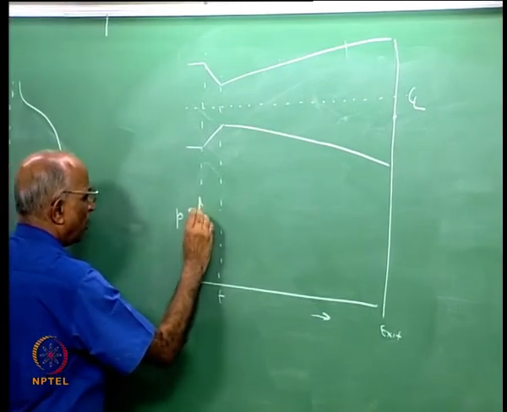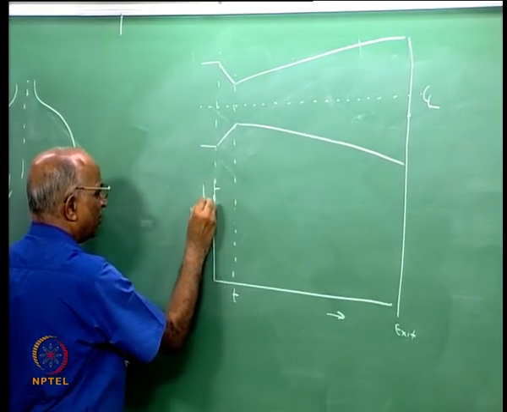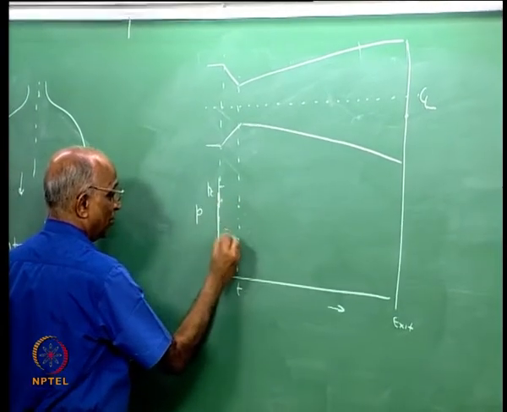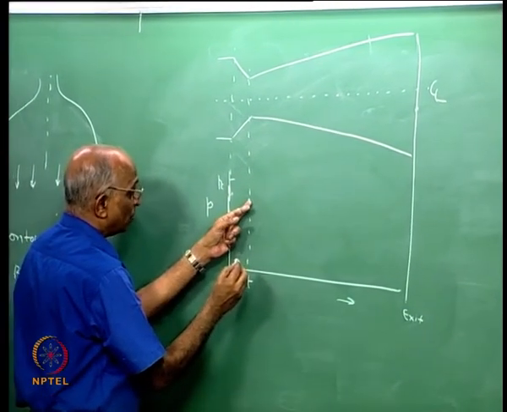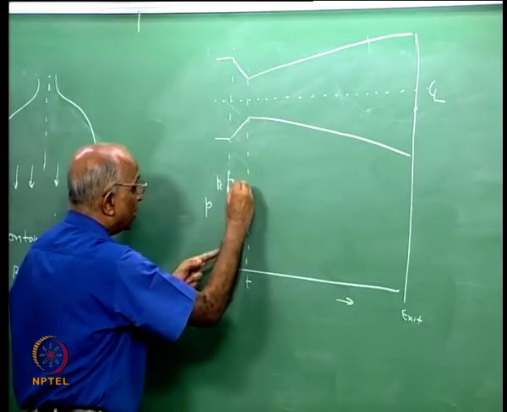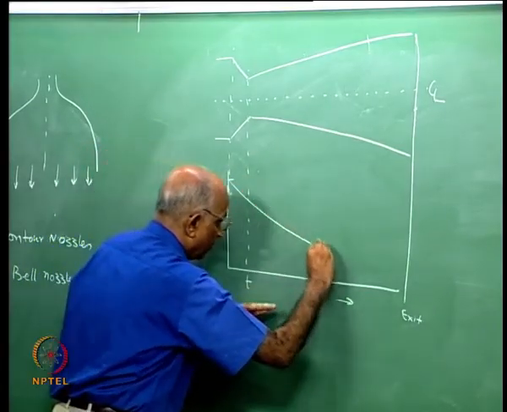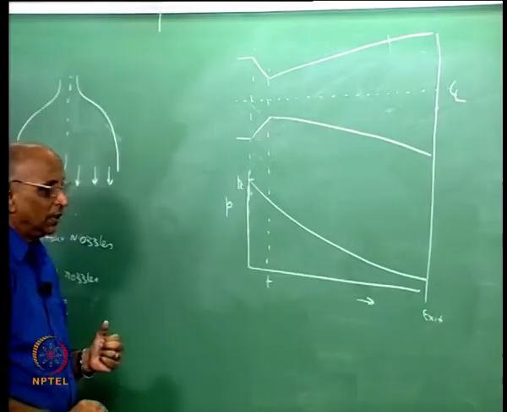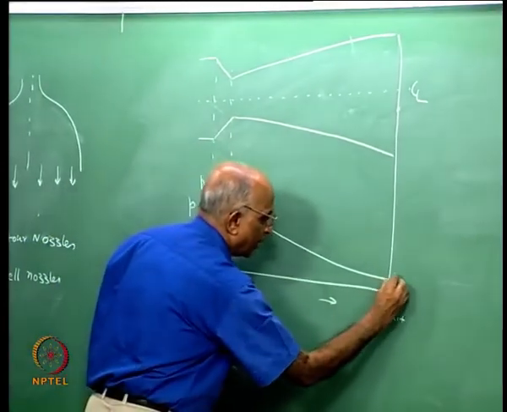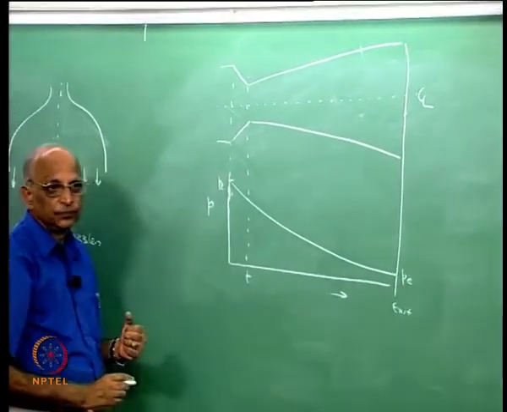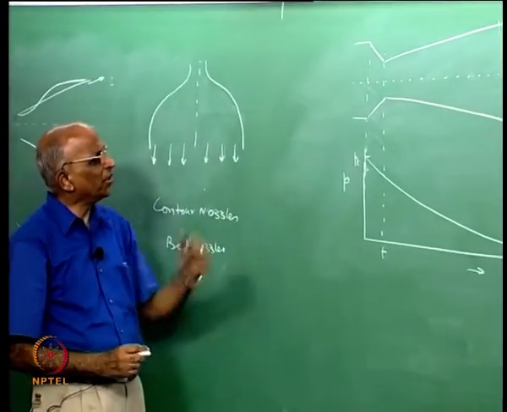The pressure keeps falling, let us say this is the chamber pressure value. At the throat it is, you know how to calculate, (2 over gamma plus 1) to the power gamma by gamma minus 1. The pressure keeps falling like this, and this is the exit value of pressure, right. Okay. This is for a conical nozzle.